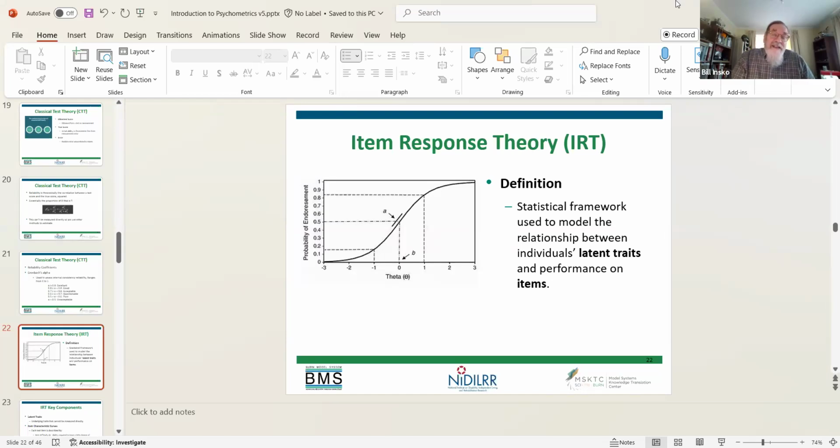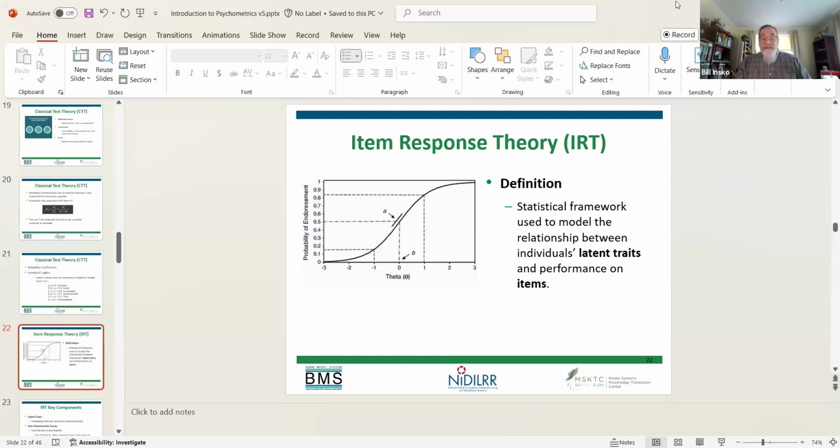If you're talking about a test score in math, less math ability versus more math ability. If you're talking about an anxiety survey, less anxiety versus more anxiety. And so that's the really cool thing about item response theory. Classical test theory is only centered on tests, not on items.